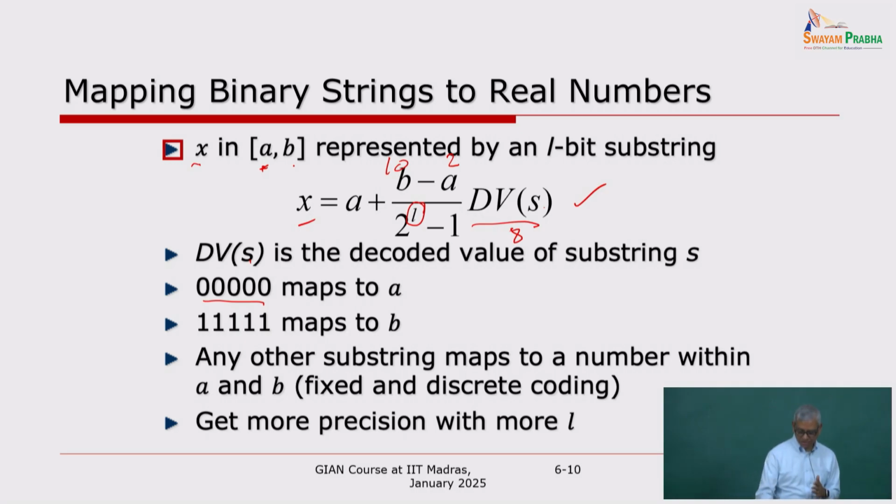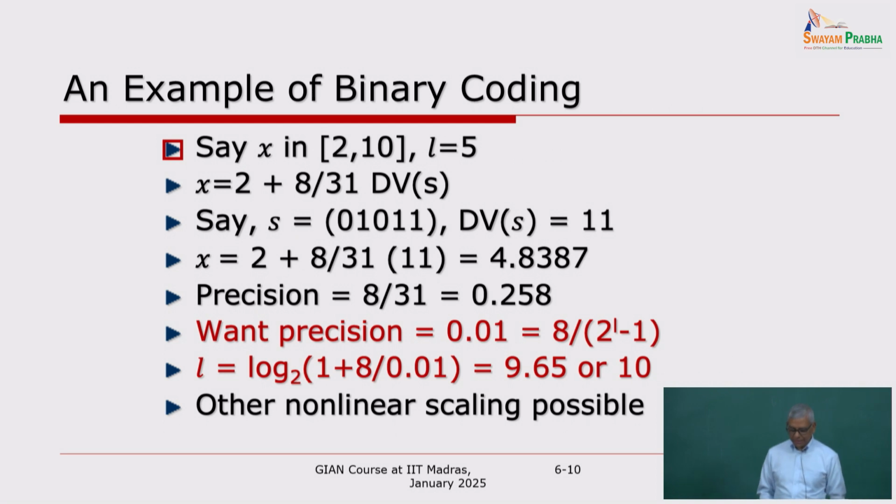And any other string in between will have a decoded value in between 0 and 2 to the L minus 1, and you will get something in between A and B. Does that make sense? So by increasing L, you can have more and more precision. Here is an example.